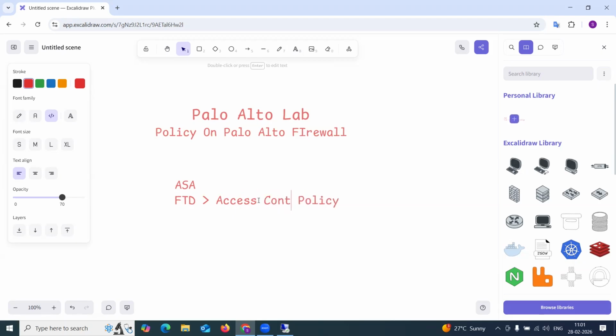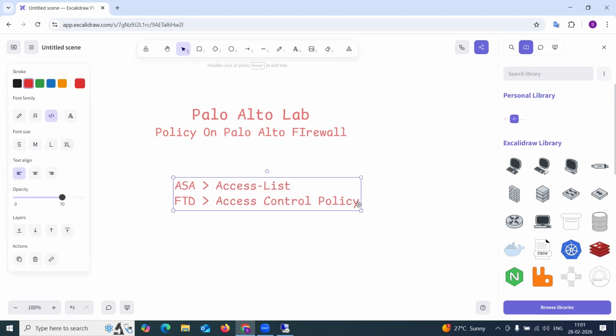Here they call it an access control policy. And in ASA, they call it an access list. Understood? Different firewalls, different terms are there.